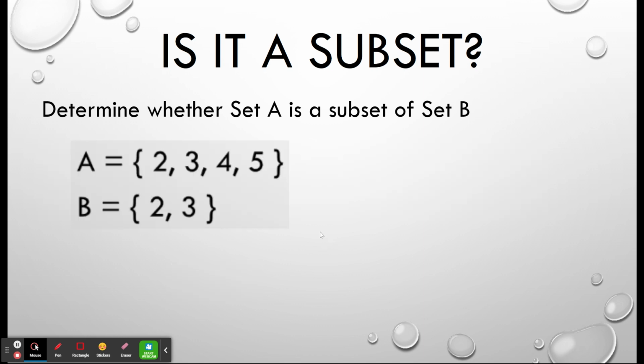The next example, determine whether set A is a subset of set B. When we look here, 2, 3. Uh-oh, we're missing the 4 and the 5. So this is not going to be a subset. How do we write it? Set A is not a subset of set B. Put the little slash through the subset mark.